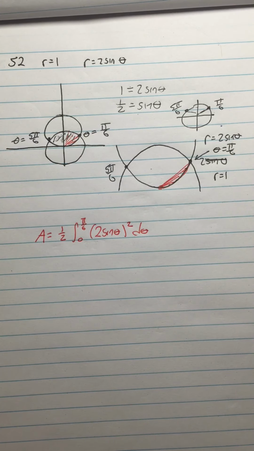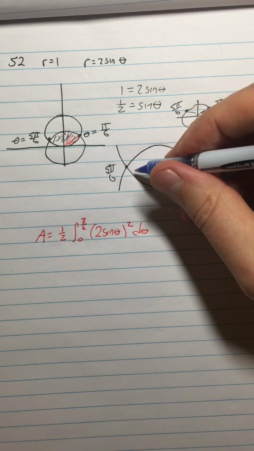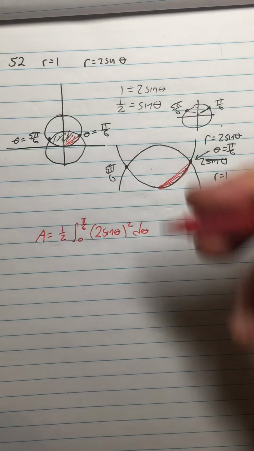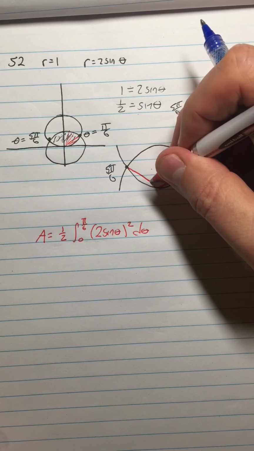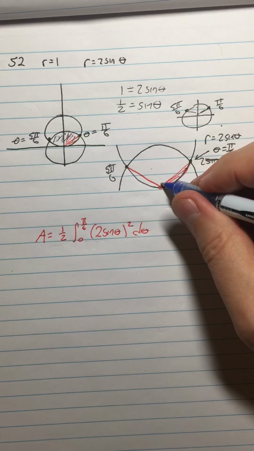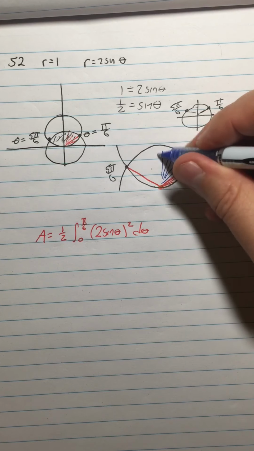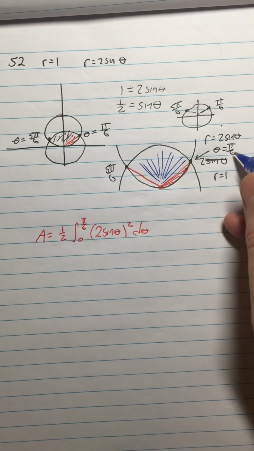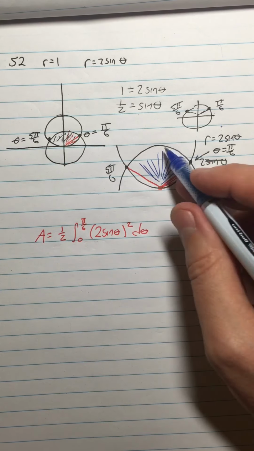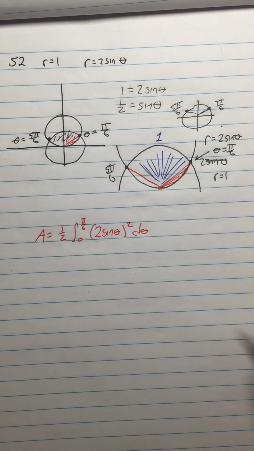Now, here's the other intersection point over here, all right? So what happens when we're going in here? Well, we could do the integral from pi over 6 to 5 pi over 6 of 1 squared, right?